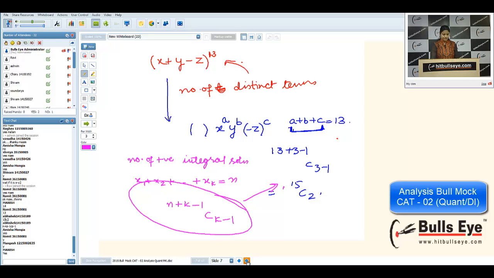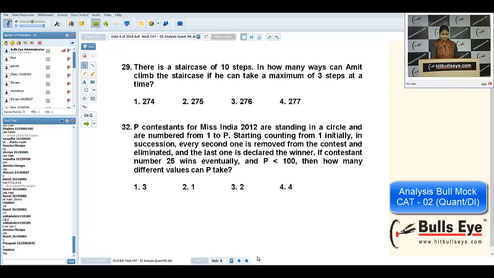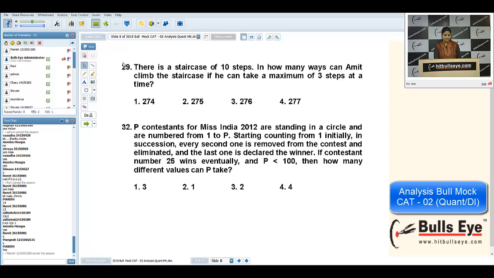Okay, let us move. Question number 29. Good one. Very good question. Yeah, any problem in this? 29 and 32. Both were difficult questions.